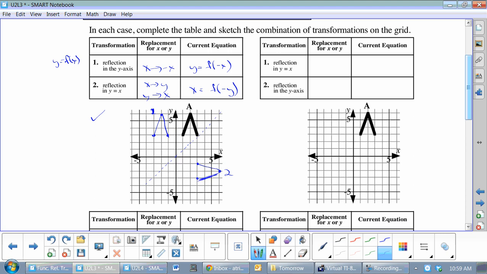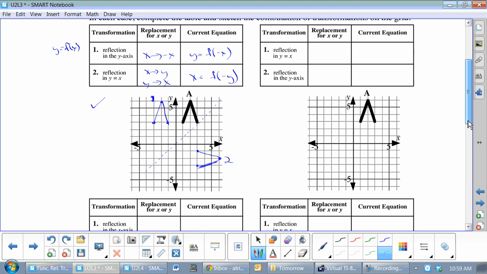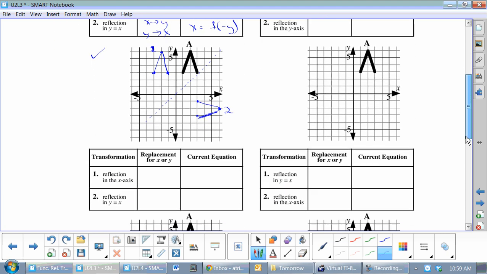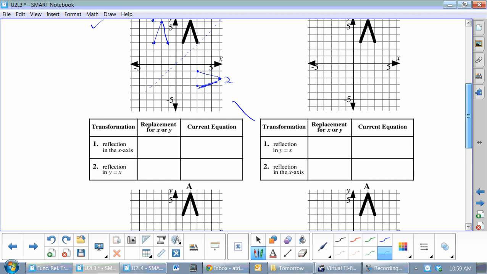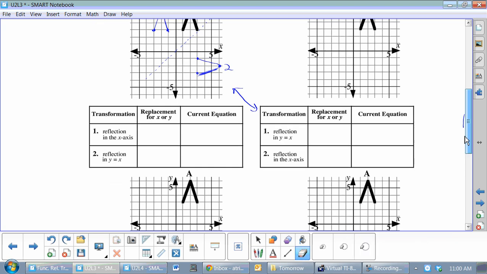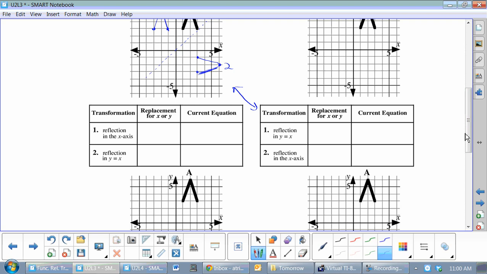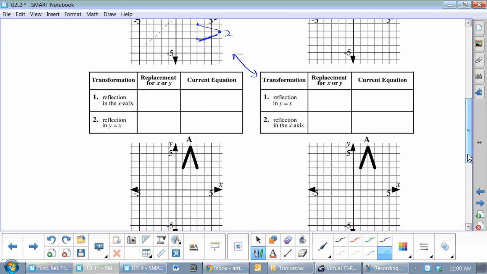Okay, so I just wanted to do one together just so we can see. Let's do this one here, because that says with y equals f of x, do a reflection in y equals x, and then do the reflection in the x-axis. So it's basically opposite order of the one before. So then I will get x goes to y, y goes to x. That is x equals f of y.